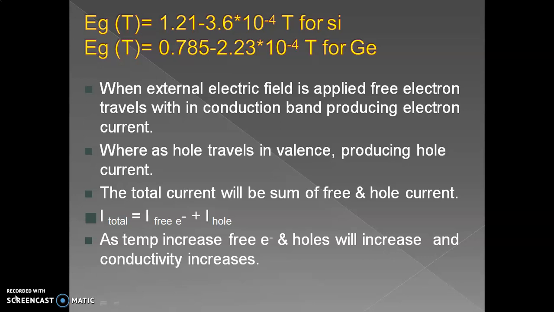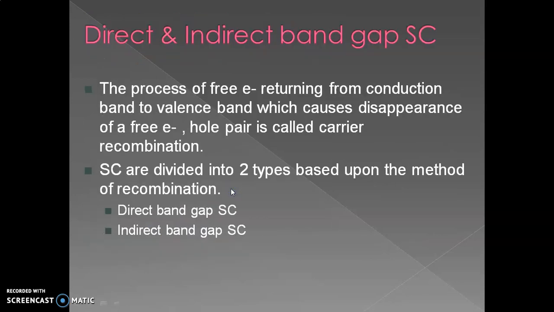As the temperature increases, the free electrons and holes increase and the conductivity increases. That is the main reason. In semiconductors, there are two types of band gap: the direct band gap semiconductor and the indirect band gap semiconductor.